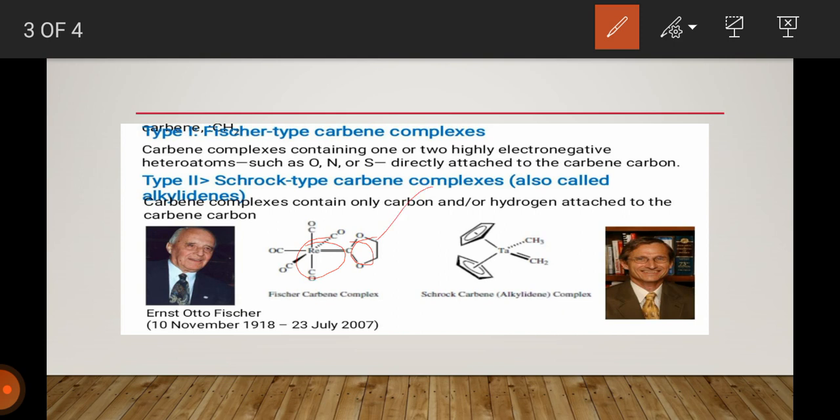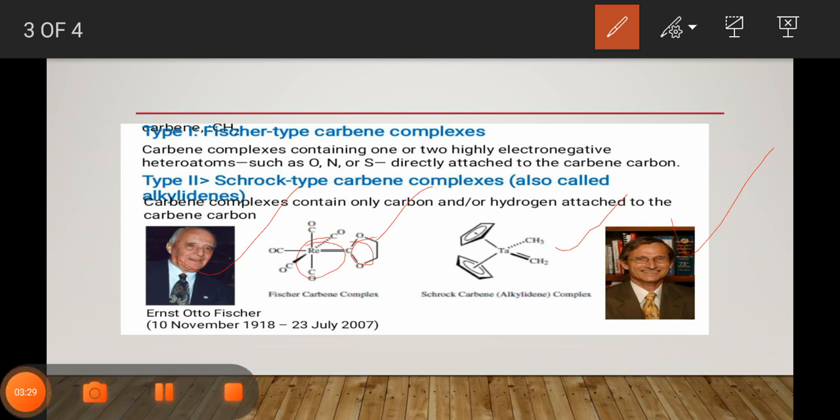This is the Fischer type and this is the Schrock type complex. Fischer discovered the Fischer type complexes, and Schrock discovered the Schrock type complexes. In this example, rhenium is bonded with the carbon and two oxygen heteroatoms are attached, so it is a Fischer carbene. And in this one, tantalum is attached with carbon and two other atoms, so it is known as a Schrock type carbene.